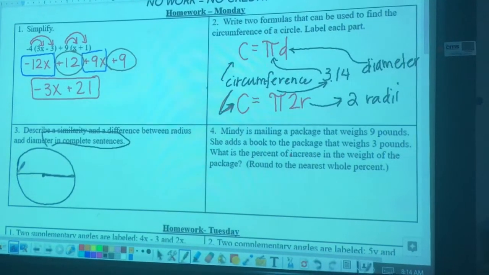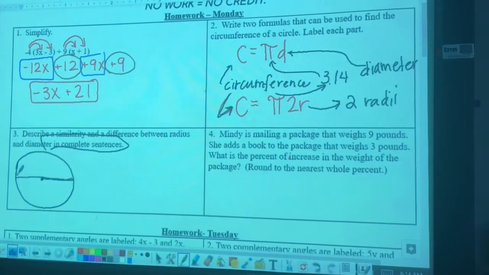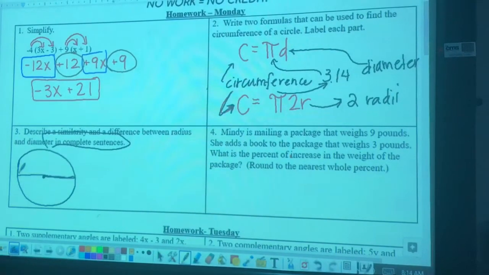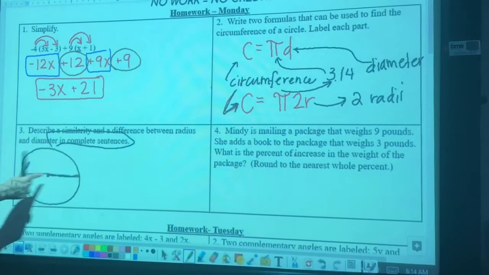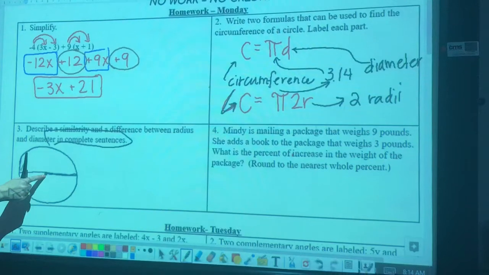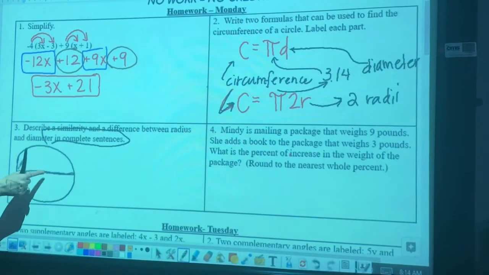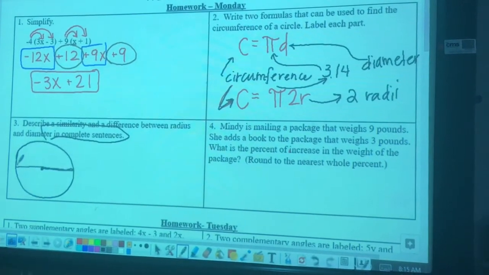This is extremely important that you know the difference, because if you don't, you're going to end up missing the problem. So again, diameter crosses from edge to edge and passes through the center. Radius only passes to the center and stops. Okay?